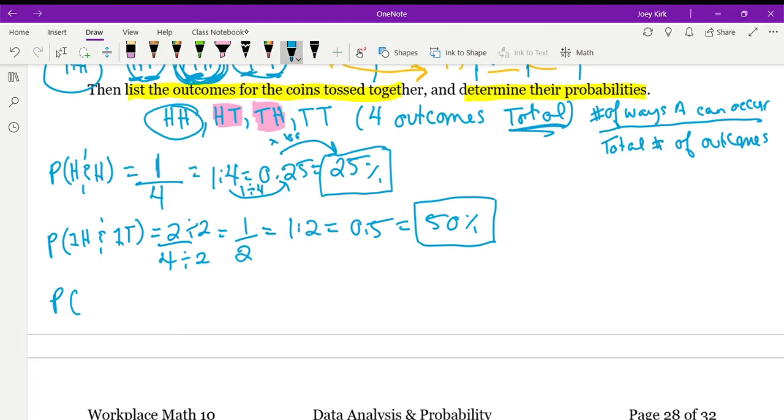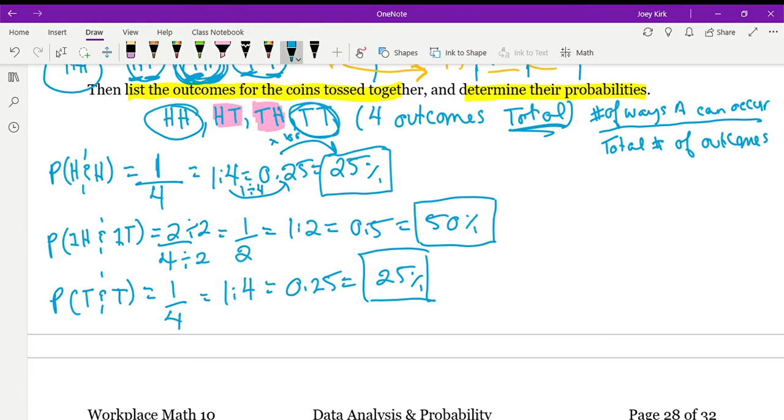And then the probability of getting a tails and another tails, it's the very same as getting a heads and a heads, right? It's only going to be 1 out of 4 because there's only one way we could get a tails and then a tails. So that is 1 to 4, 0.25, or 25%. Okay.